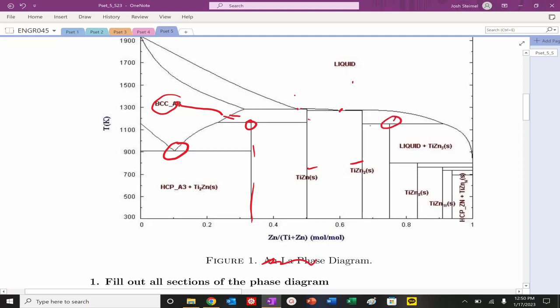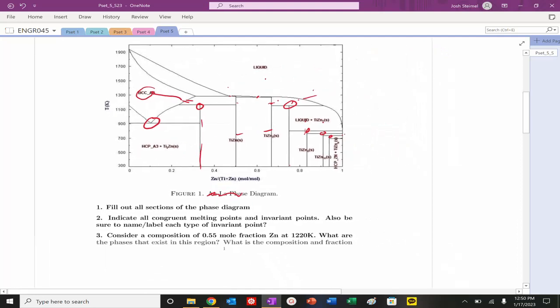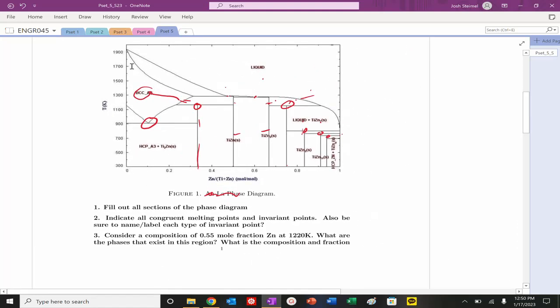What about right here? This is a single-phase solid region plus liquid to another solid phase right here. That is a peritectic. Liquid plus solid to new solid, peritectic here as well. What about here? Solid plus solid to a new solid, peritectoid. What about here? Solid plus solid to a new solid, peritectoid. There we go, that's it. Those are the invariant points on this phase diagram.